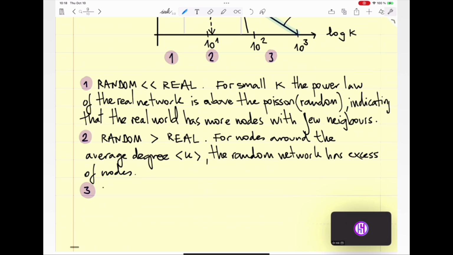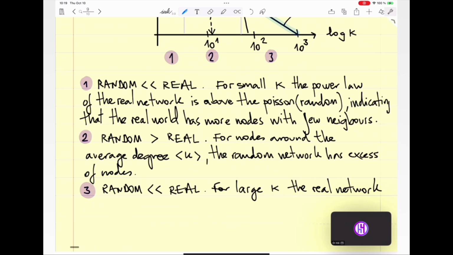And so the third area is to see if random is smaller than real. So for large degrees, the real network presents more nodes with high K, with high degree. They are called how? Influencers. They're hubs. They're people with a lot of friends.